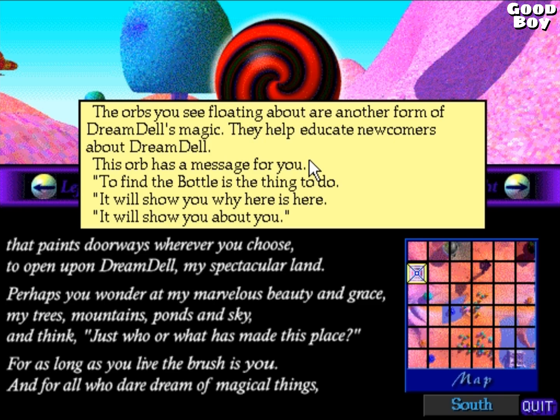The orbs you see floating about are another form of Dreamdell's magic. They help educate newcomers about Dreamdell. This orb has a message for you. To find the bottle is the thing to do. It will show you why here is here. It will show you about you.